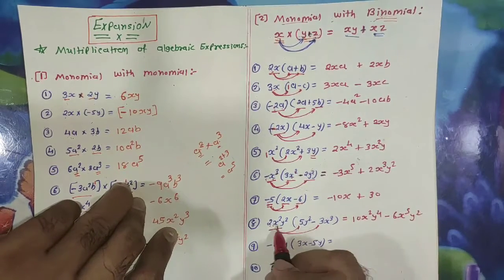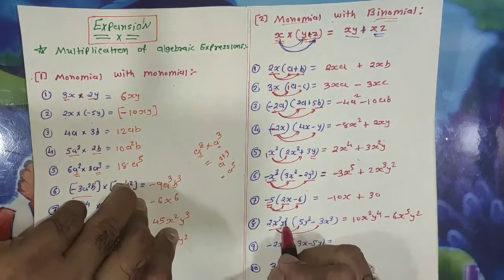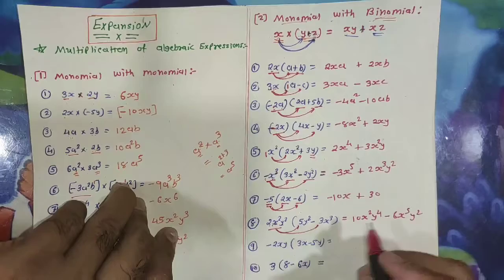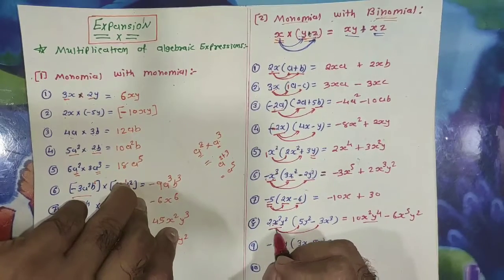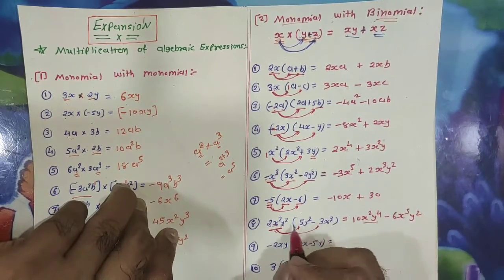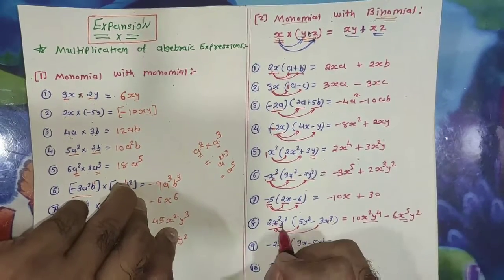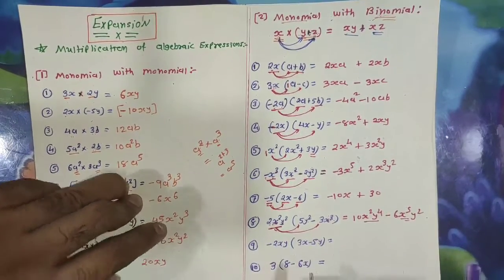For the multiplication of these two terms, x square as it is, y square into y square, so you have to perform addition of the power of y, so 2 plus 2 is 4, so it's x square y 4. Now for the multiplication of these two terms, x square into x cube, their bases are equal so perform addition of power, so 2 plus 3 is 5, x to the 5, and y square as it is.